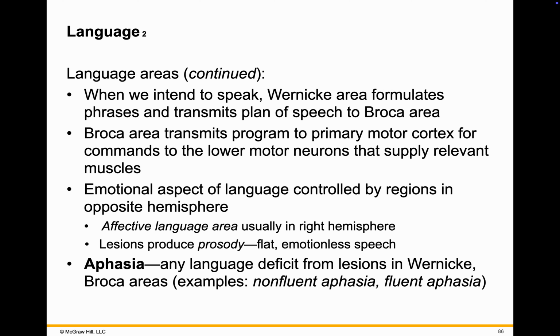When we intend to speak, Wernicke's area formulates the phrases and transmits the plan of speech to Broca's area. Broca's area transmits the program to primary motor cortex commands to the lower motor neurons that supply the relevant muscles. We also have emotional aspects of language controlled by regions in the opposite hemisphere. An aphasia is a language deficit from lesions in either Wernicke's or Broca's area. We can have non-fluent aphasias or fluent aphasias.